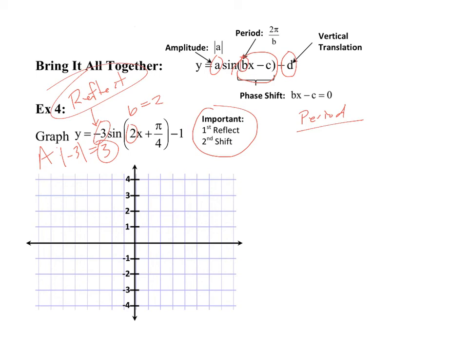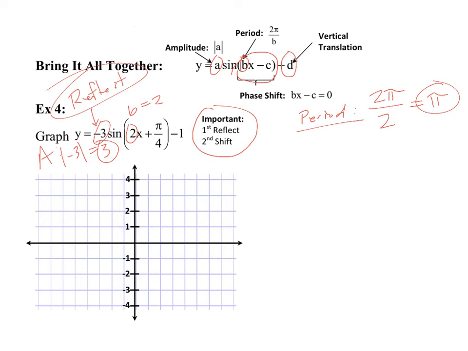So the period is going to be what? I take the normal period, which is 2 pi, and I divide by b, which is 2. So now the period for the graph is pi. That's an important piece of information.